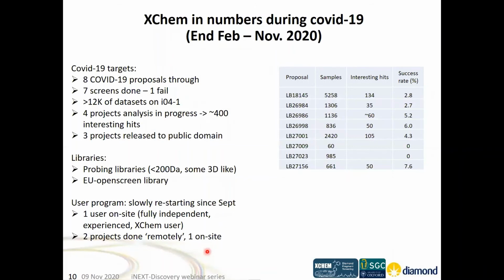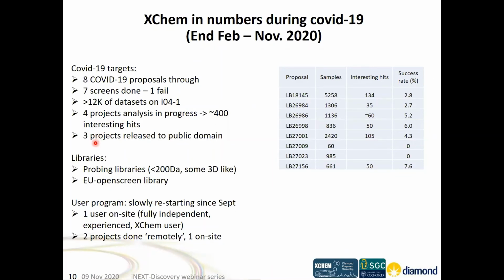So what we did between February and now, on COVID-19 targets, we had about 8 proposals going through. We've done 7 of them. 1 didn't work at all because the crystals didn't diffract at all. We've done more than 12,000 data sets on I04-1. There are still 4 projects getting analyzed with 400 interesting hits.